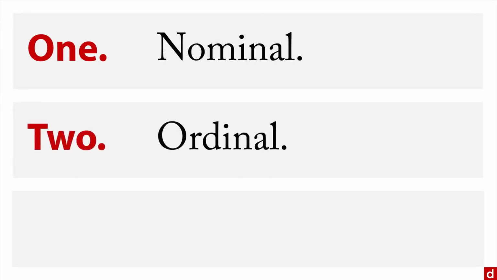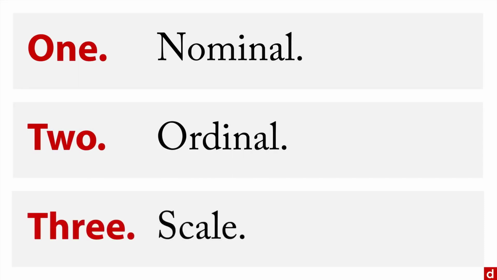Number 2 is ordinal for ranks. And number 3 is scales. That's for interval or ratio level measurements. And then when you're in the graph board templates, you have two basic choices.